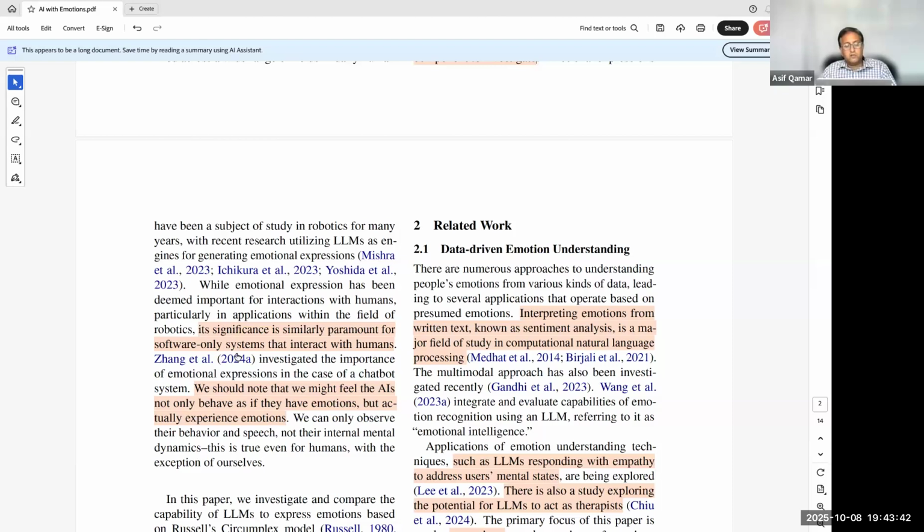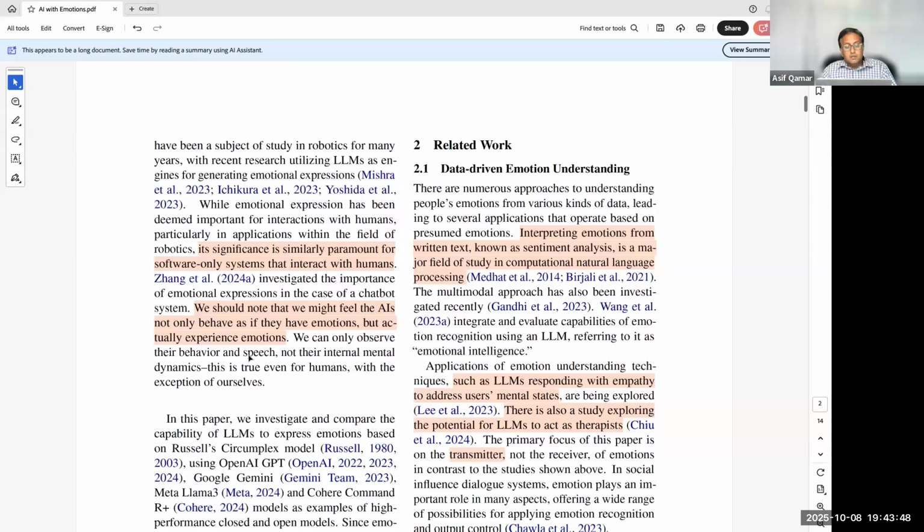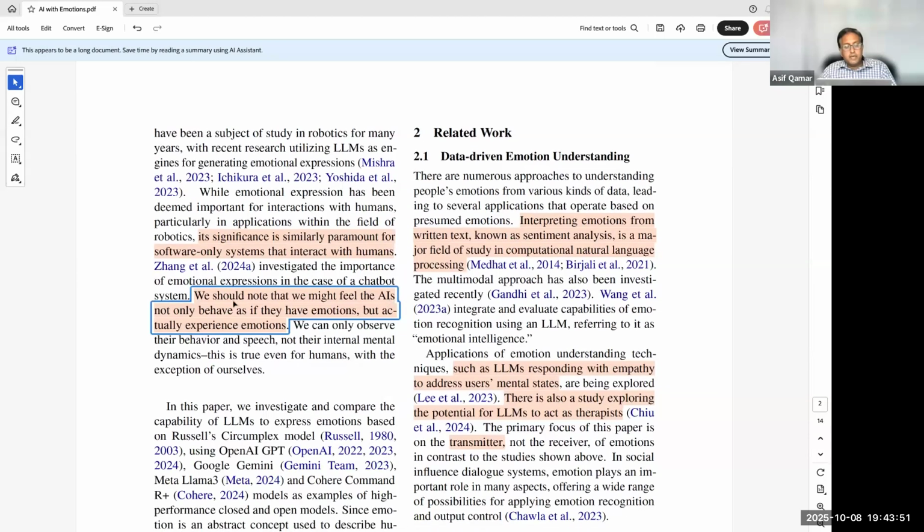Now we have software-only systems interacting more with humans. Okay, and we should note that we might feel the AI not only behaves as if it has emotion, but actually experiences emotion. I'm not certain that it's experiencing emotion. I mean, nobody has proven that. The LLM is still a black box, but right now we cannot say that they understand it. There are two sides to that. Some people say it does understand emotion, it does have EQ. But I am of the opinion that there's still a long way to go before we can say that they can experience emotions.